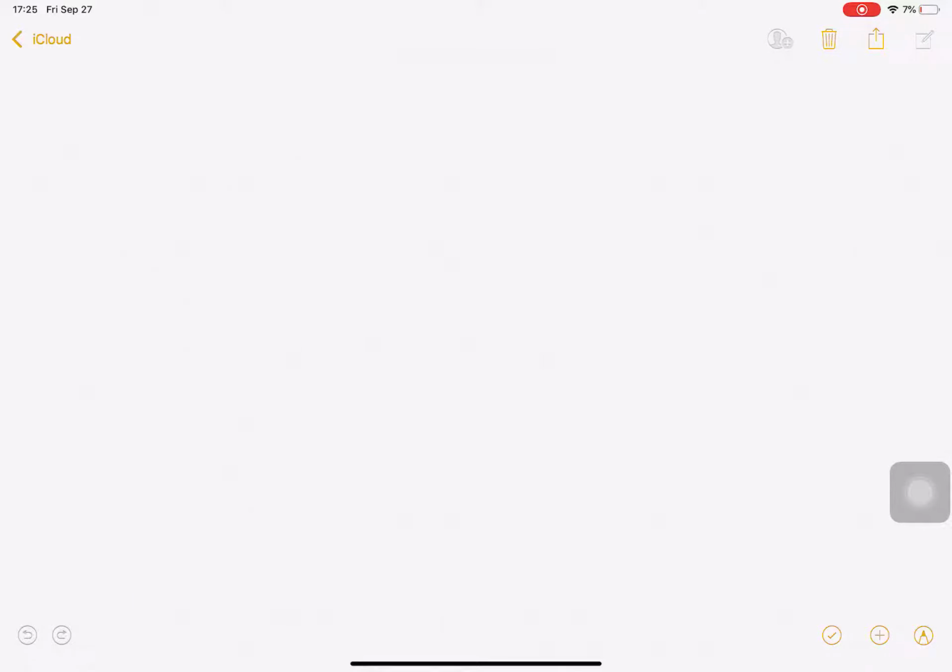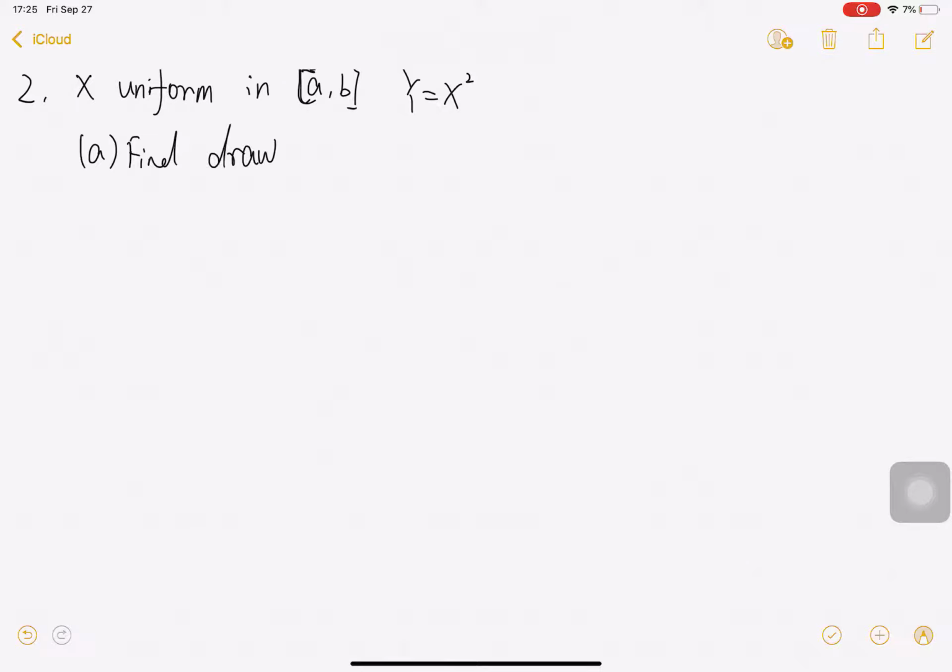So for the second part of the video homework, let's talk about problem 2. In problem 2, we have the condition that x is uniform in A and B, and y equals x squared. Question A is about finding and drawing the probability mass function and the probability density function of x.